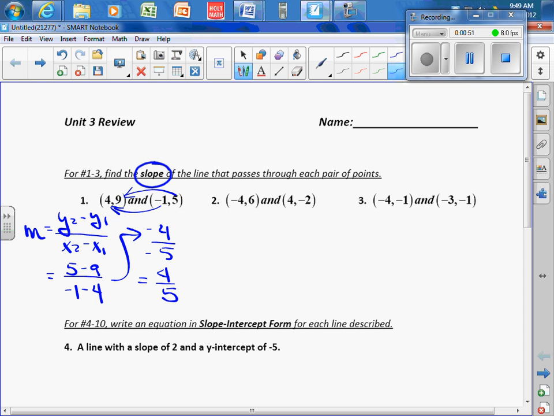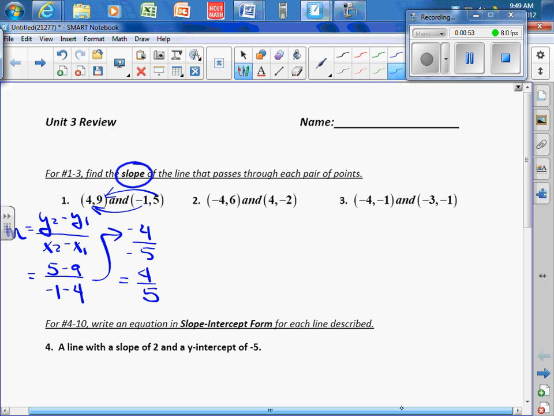Number 3, do the same thing. Start off with the formula. M is equal to y2 minus y1 over x2 minus x1. And follow this pattern. Use negative 1 minus negative 1 in the numerator. Use negative 3 minus negative 4 in the denominator.